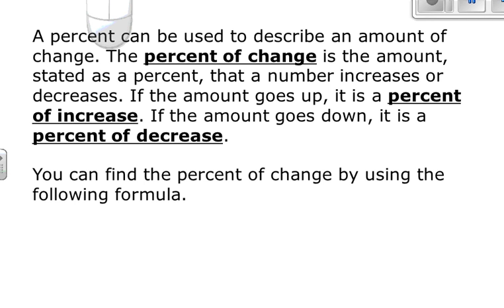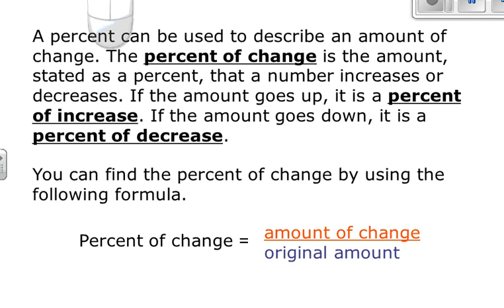Now, the formula for this is a very big item that we're going to need. So this is something you want to make sure you have kind of boxed, highlighted, stars around it. Percent of change equals the amount of change over the original amount. So when they talk about amount of change, you take the two values and we find the difference between them.